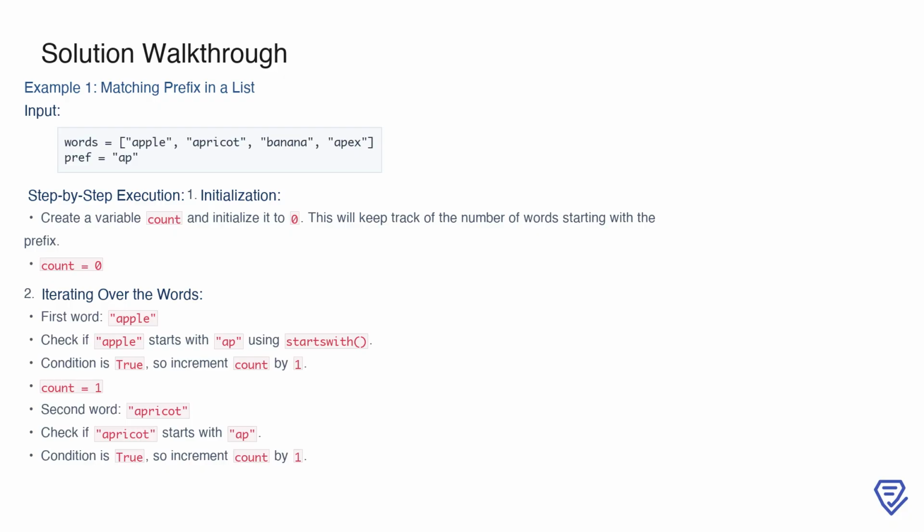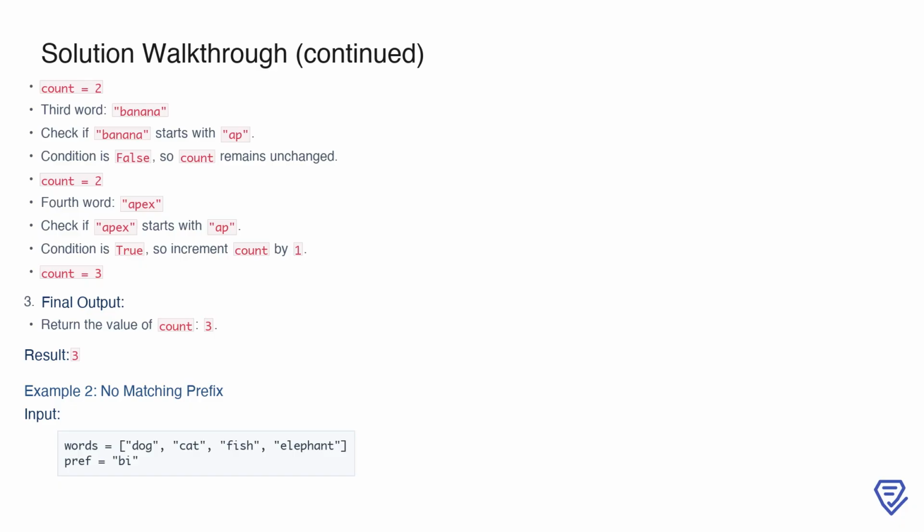Moving to the second word, apricot, we again check if it starts with ap. The condition is true, so we increase count by another 1, bringing it to 2. Next, we evaluate the third word, banana. Using the startswith method, we find that it does not start with ap, so the count remains unchanged at 2. Finally, we check the last word, apex. It does start with the prefix ap, so we increment count by 1, making it 3.